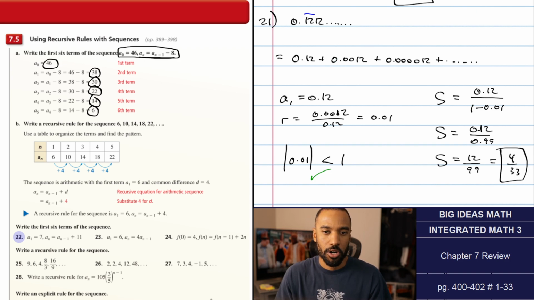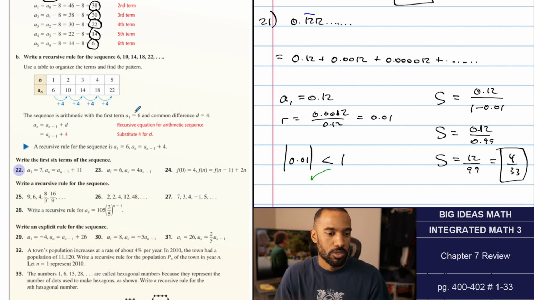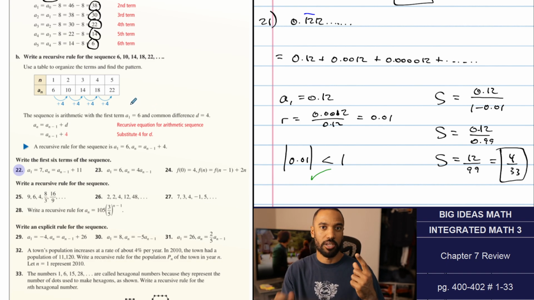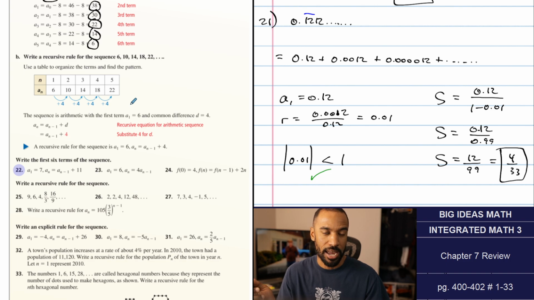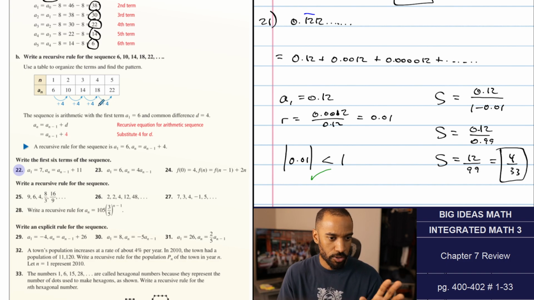Part B says write a recursive rule for the sequence here. This time we can establish this is your first term, second term, etc. And we're adding 4 each time from one to the next. By the way, we will hit geometric sequences and special cases as well. These are both arithmetic. This one has a common difference of 4. Because of the common difference, you need those two things: the first term and the common difference, just like you do for explicit rules, the ones we were doing before.